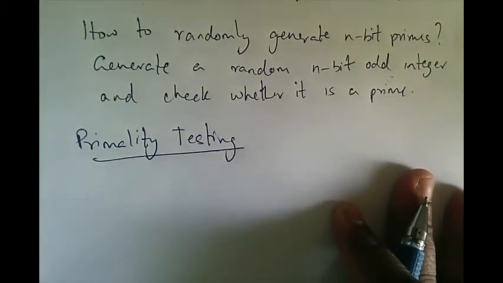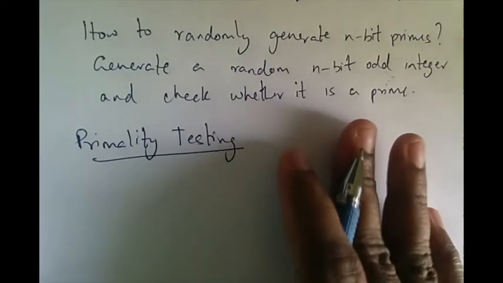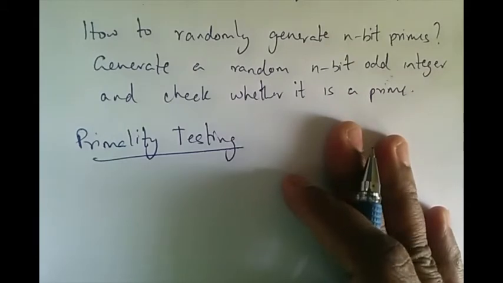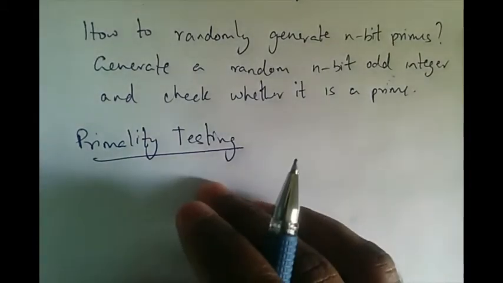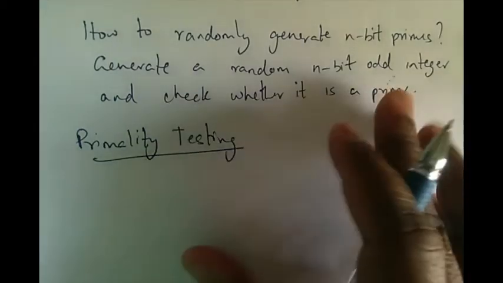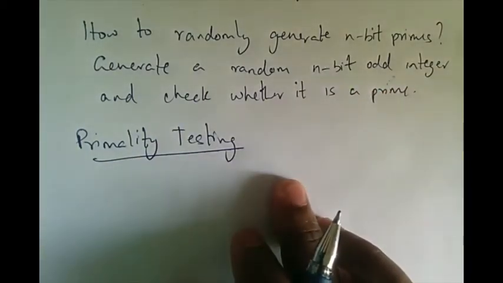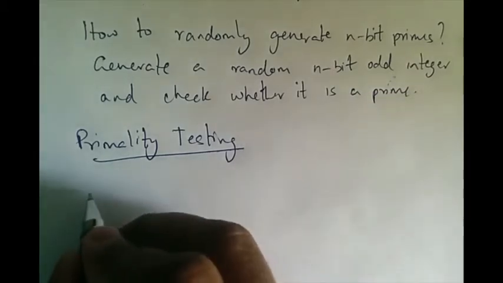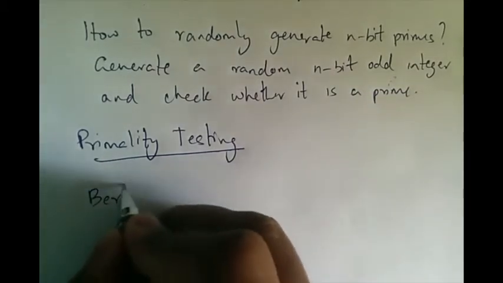Even integers other than 2 are all not prime. So we'll basically be mainly concerned with odd integers. And so why should this method work? I just keep generating random n-bit odd integers and checking whether they're prime. There is a postulate, called Bertrand's postulate.